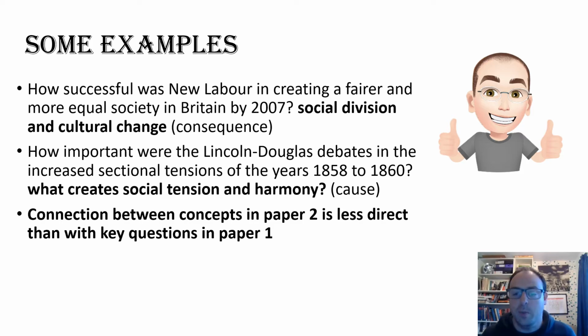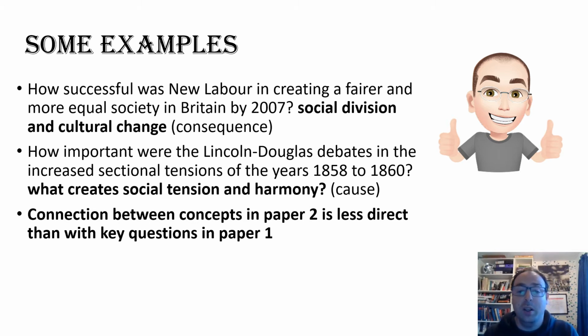So here are some more examples. How successful was New Labour in creating a fairer and more equal society in Britain by 2007? If I take some of the concepts from the blurb on the previous slide, one of the things it's about is social division and cultural change, and this is a consequence question.